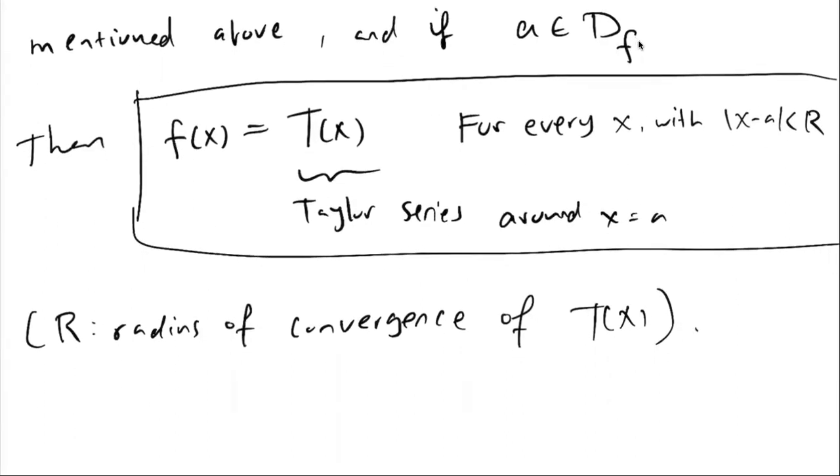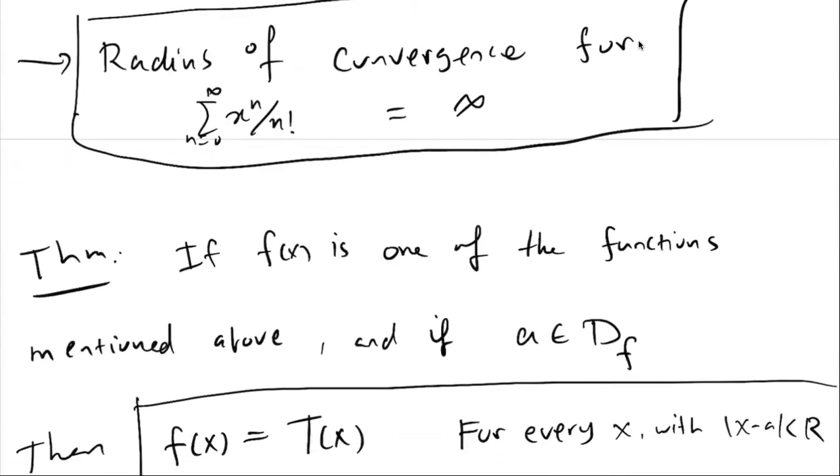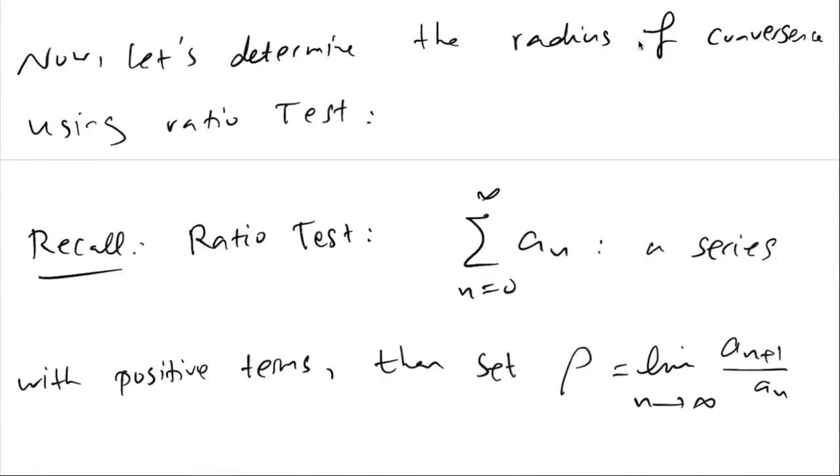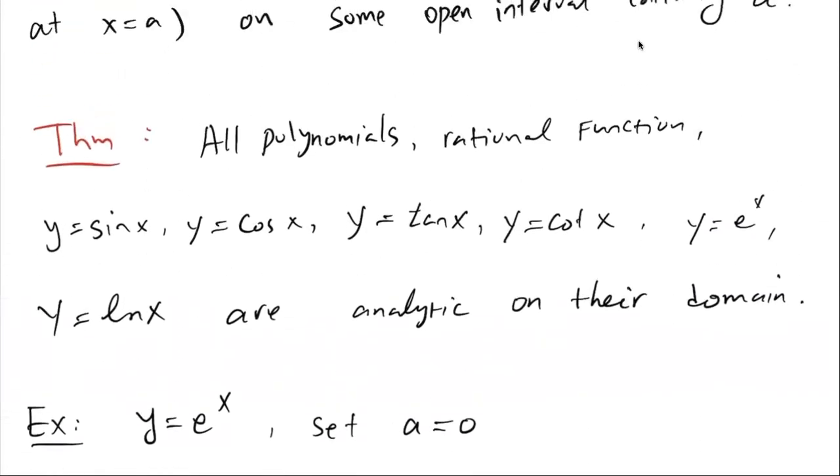So look at the Taylor series around x equals a. Each power series has a radius of convergence. So in particular, a Taylor series has a radius of convergence. Call that radius of convergence r. Then Taylor series and f of x are exactly equal to each other for every x with absolute value x minus a less than r. If f of x is one of the functions mentioned above, one of the functions mentioned above means what? Means polynomials. Here we mentioned some functions, right? In the theorem here, polynomials, rational functions, sin x, cos x, tan x, cot x, e to the x, ln x. These functions.